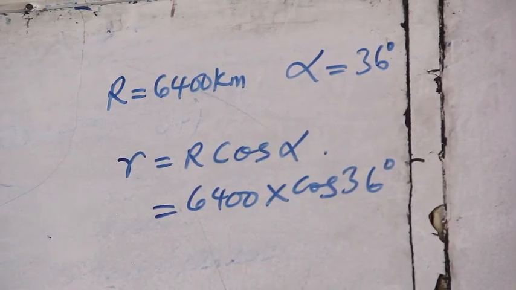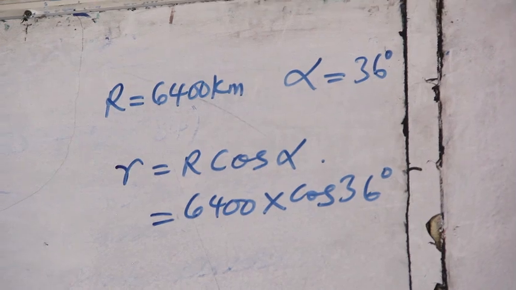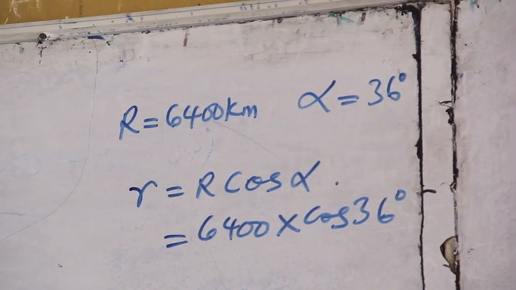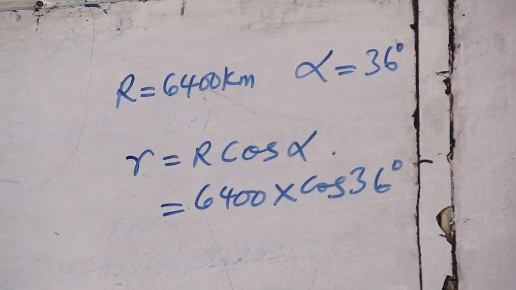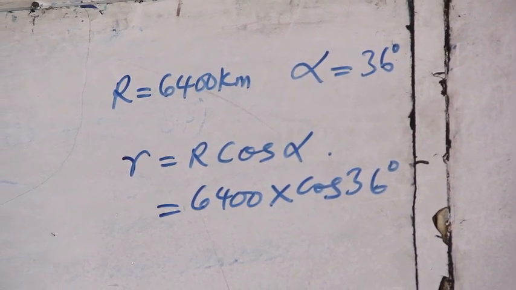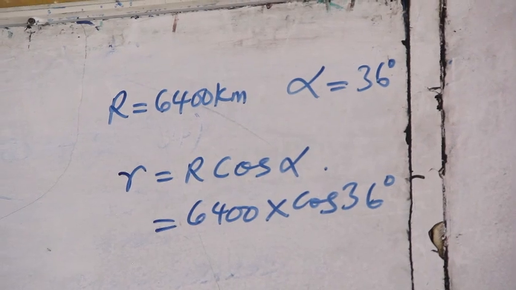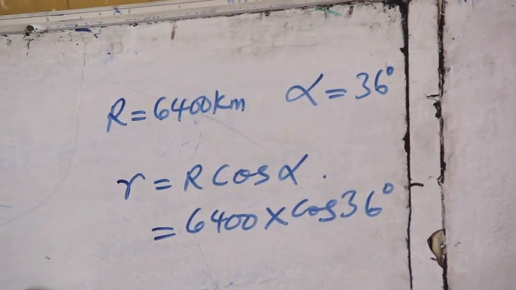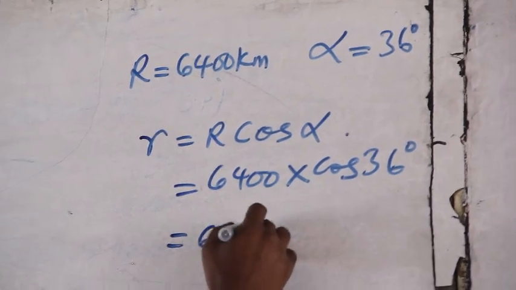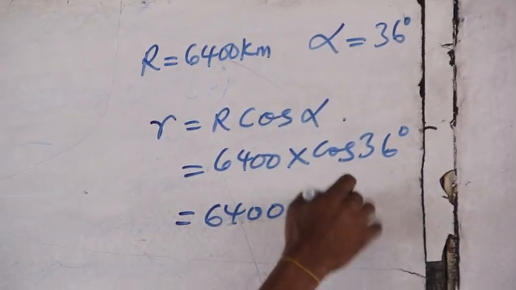36 degrees. And when you are pressing this, make sure you have your calculator in degree, not in rad. If your calculator is not in degree and you press cos 36, your value will be wrong, because you are looking for a value in degree and not in radian. So we now have this. What is cos 36 in degree?